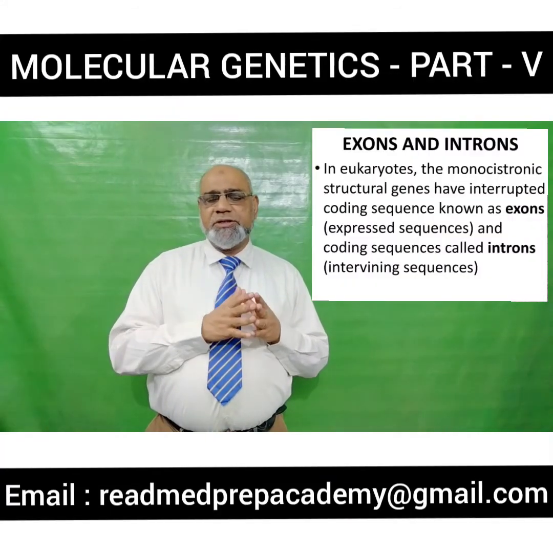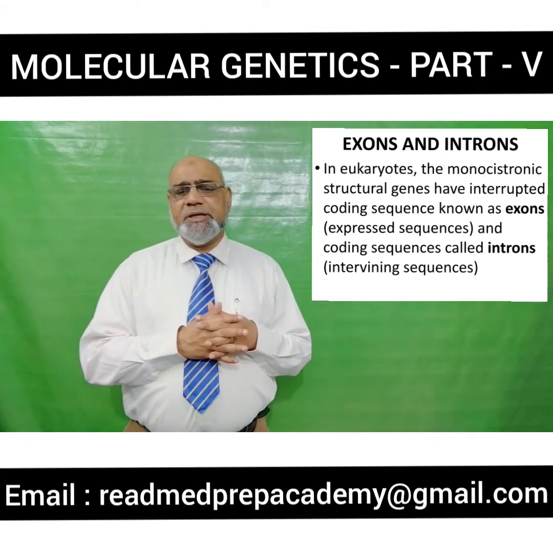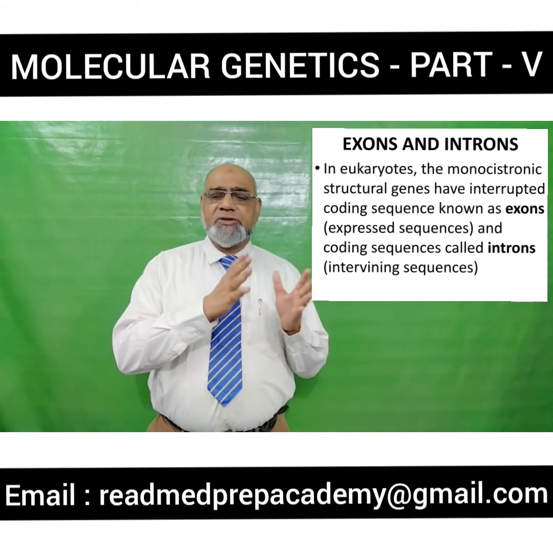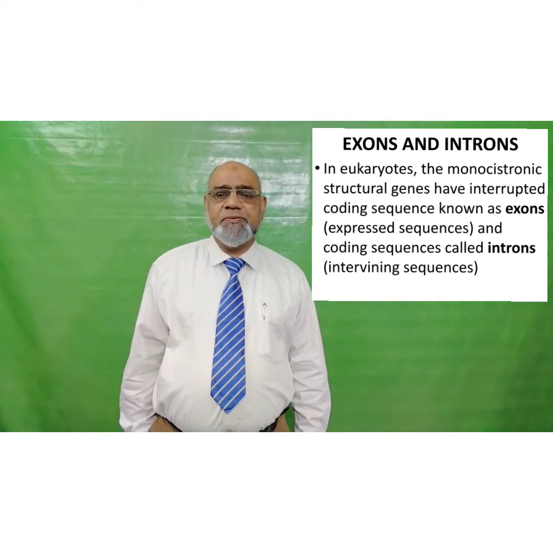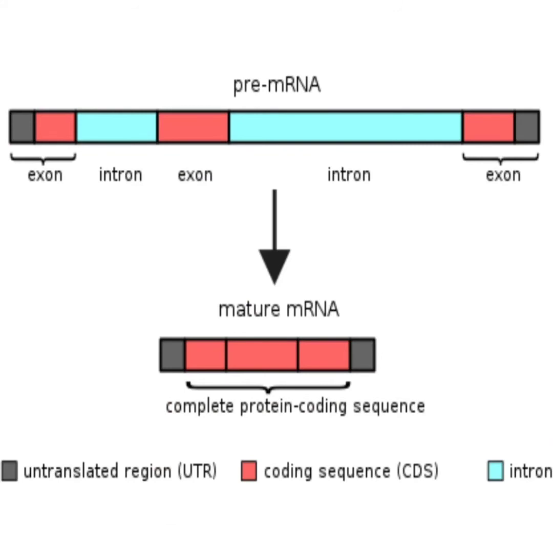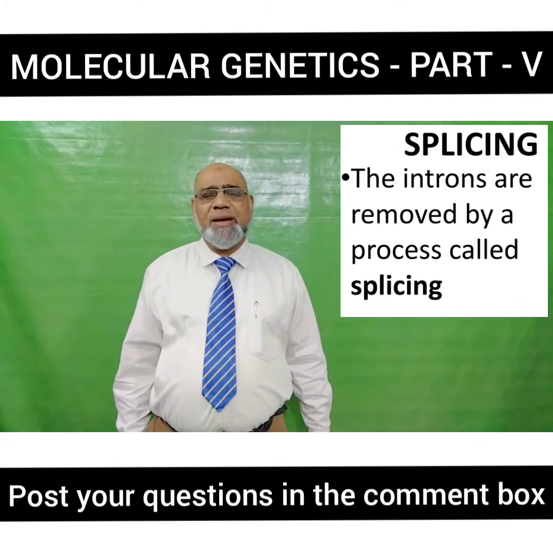Exons and introns. In eukaryotes, the monocistronic structural genes have interrupted coding sequences known as exons, expressed sequences, and introns, intervening sequences. Here you can see the introns and the exons. Exons are the coding sequences and the introns are the non-coding sequences. In a pre-messenger RNA, introns are present. In a mature messenger RNA, introns are removed. The removal of introns is done by a process called splicing.